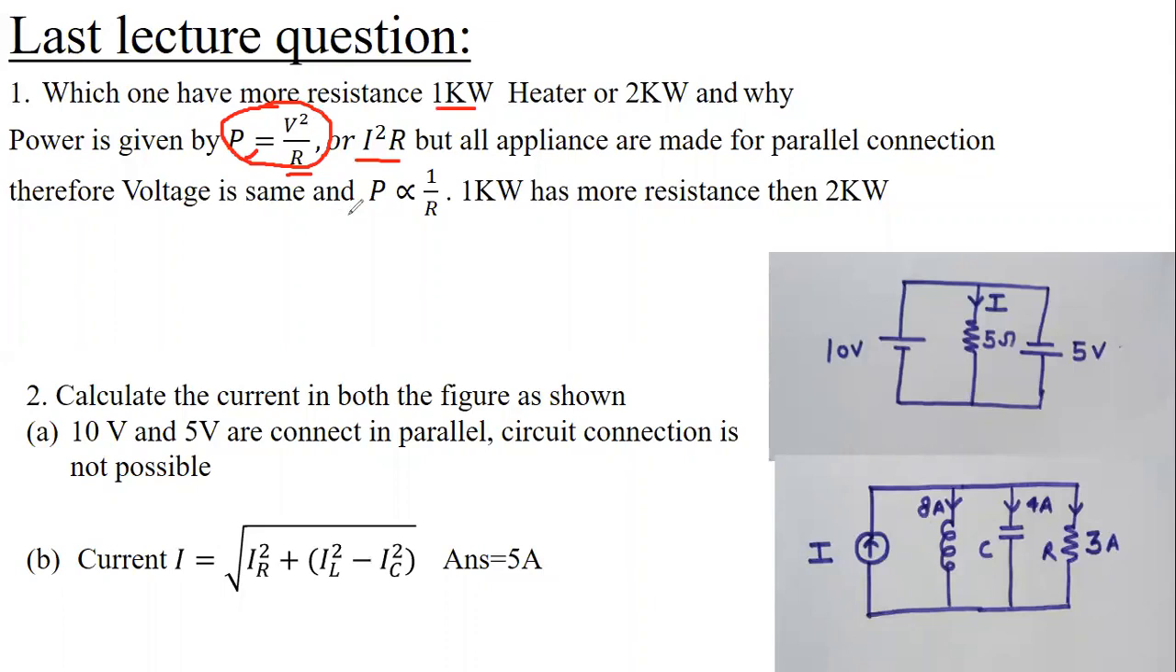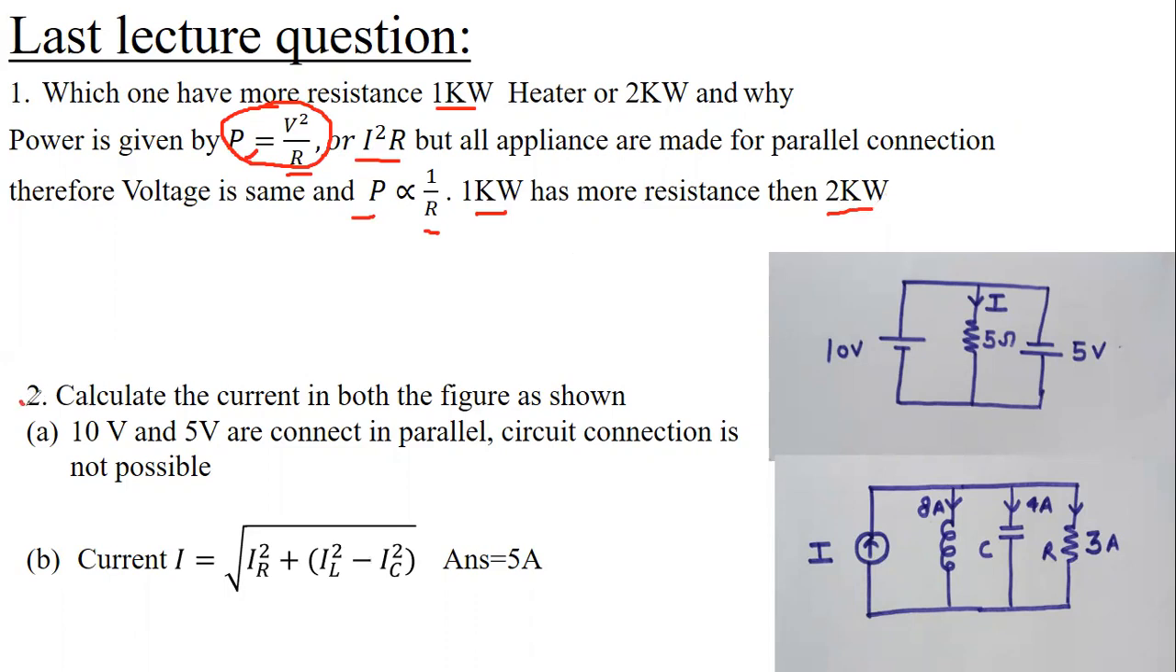So we always use the formula P equal to V square upon R, and when V is constant for all the devices, P is inversely proportional to R. So the 1 kilowatt heater always has more resistance compared to the 2 kilowatt heater. What is the significance of this? The device consuming more power always has lower resistance.